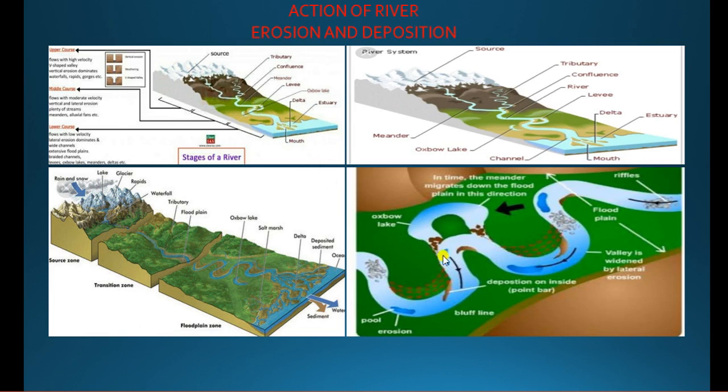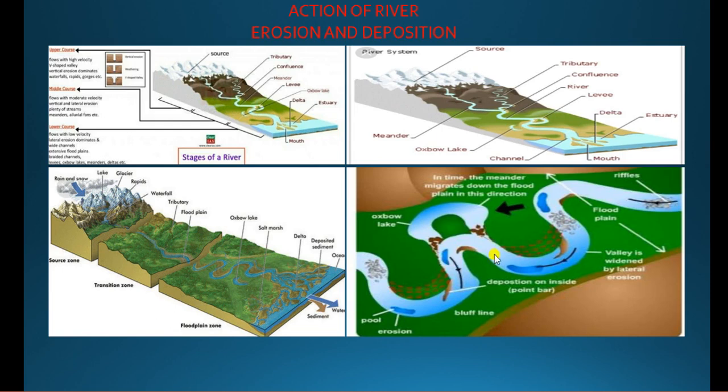Here, if we talk of Oxbow Lake, there is deposition of the river when it traverses in its course on the inner side of the slope. When deposition continues, this loop will just get cut off from the main course of the river, means the river will join over here, and this loop will be separated. This is called Oxbow Lake.